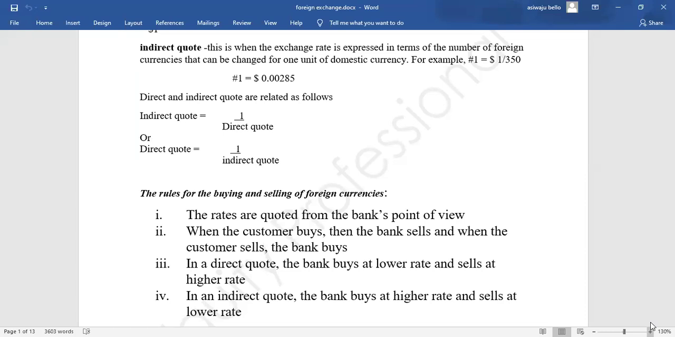What that means is that there must be a buyer, there must be a seller. If the customer is willing to buy foreign currency, then the bank will sell foreign currency. And if the customer is willing to sell foreign currency, then the bank will buy foreign currency.